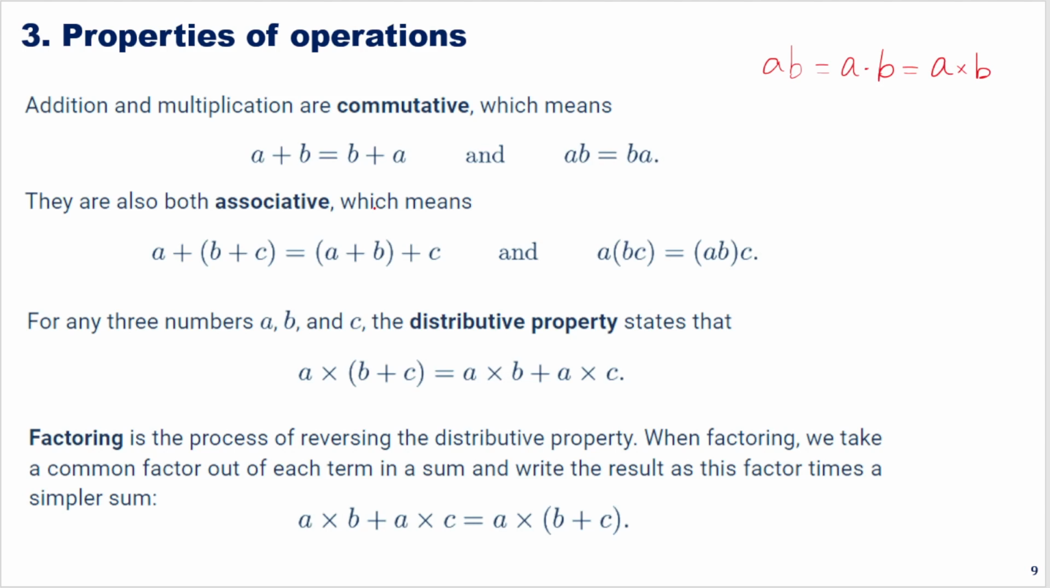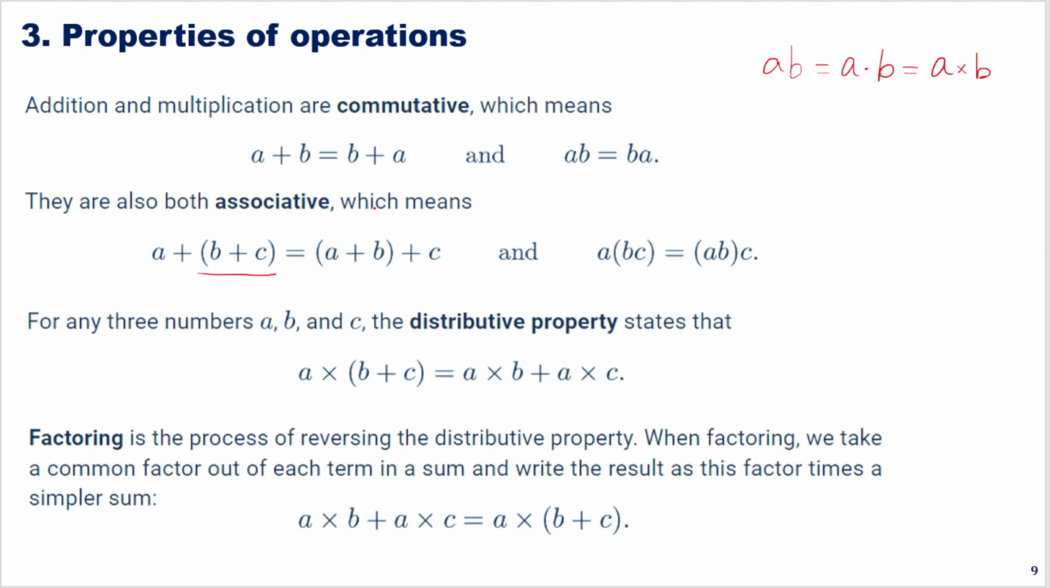And both addition and multiplication are associative, which means if we have a plus b plus c, you can calculate the sum of the last two numbers first, or you could also calculate the sum of the first two numbers first. And same thing for multiplication. a times the product of bc equals the product of ab times c, right? Have you ever heard of this before? Yeah, I guess you already know this, right?